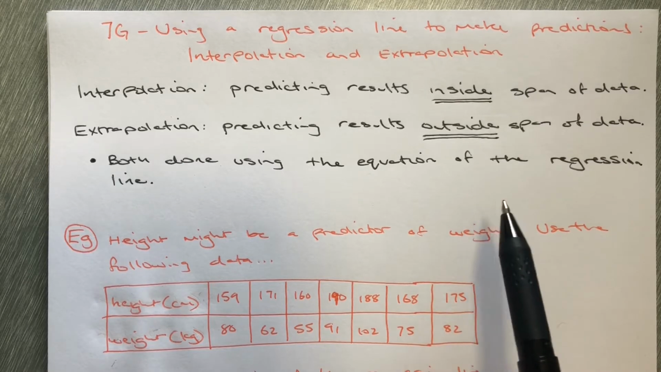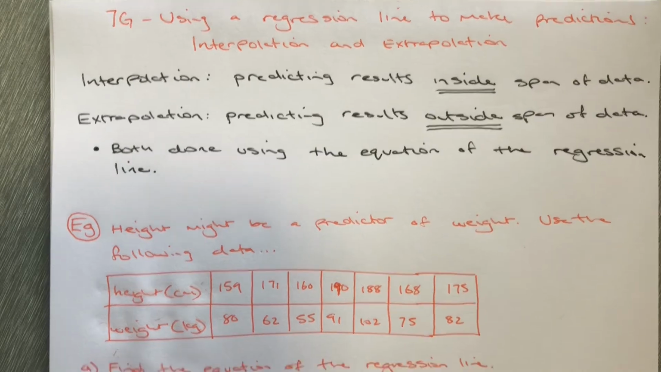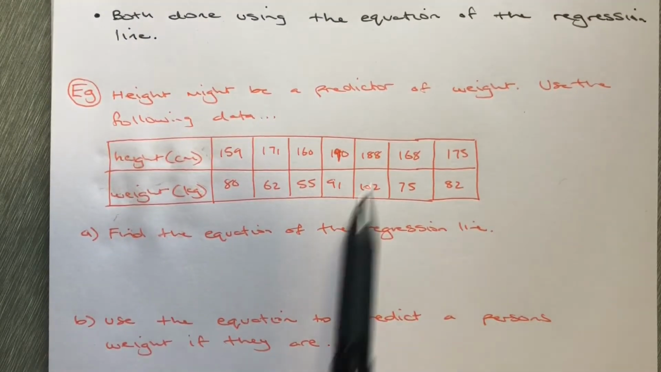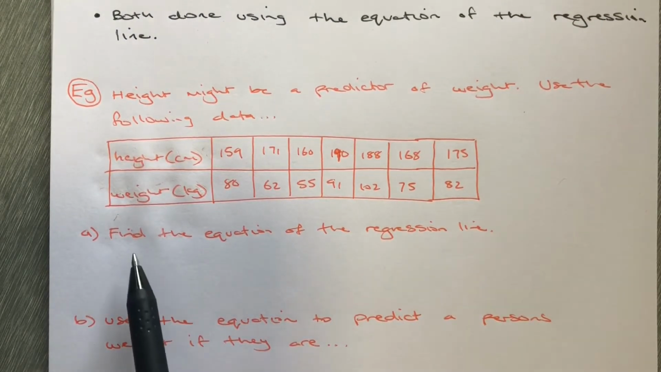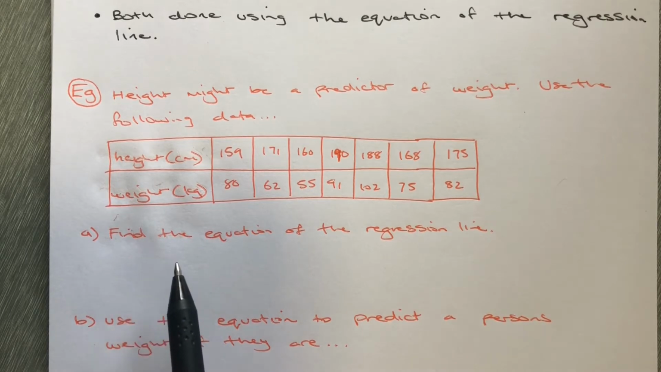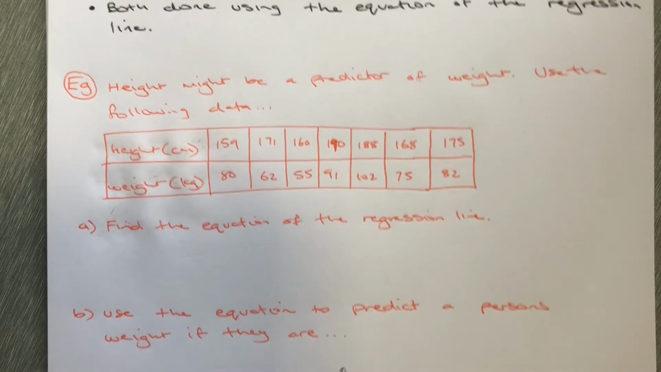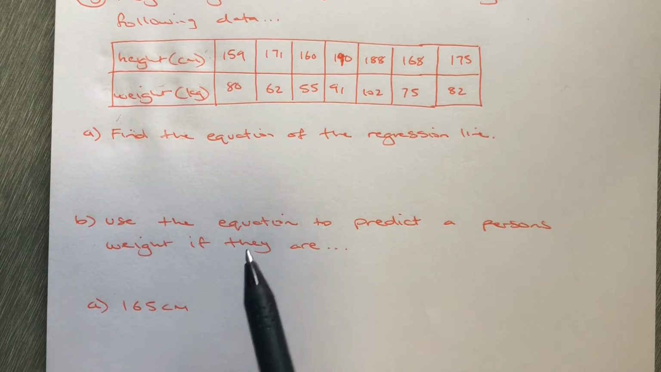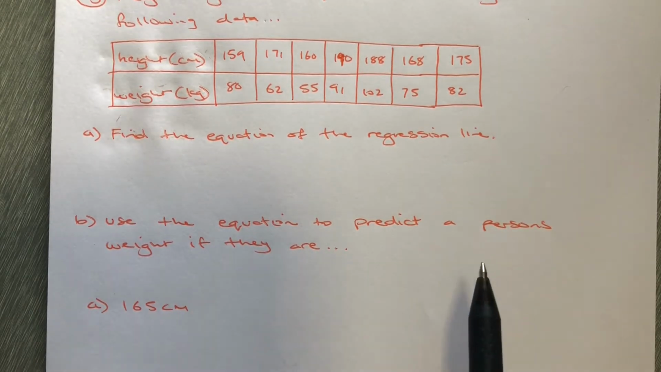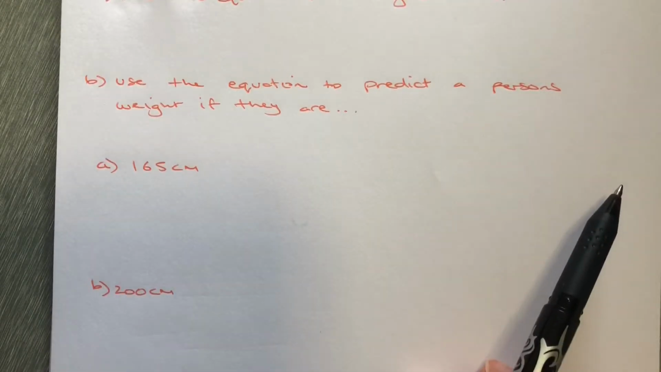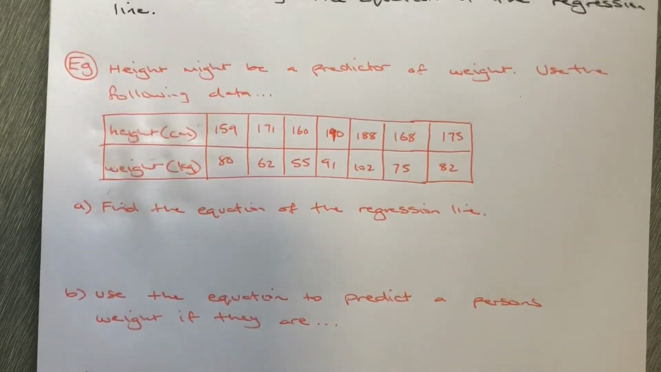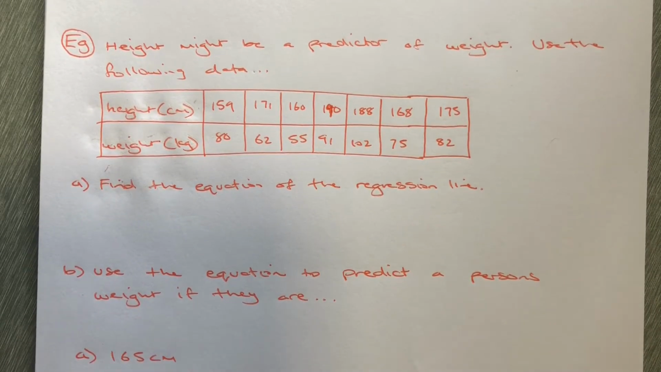Okay, so let's refresh our memories. We're going to do this example with this data set, and the first thing it asks us to do is find the equation of that regression line. Once we've done that, we're going to be able to use that equation to predict certain weights. So we're going to do 2 today. Alright, so let me open up our calculator and we'll find the equation of that line.